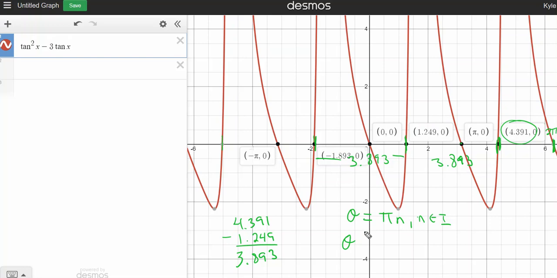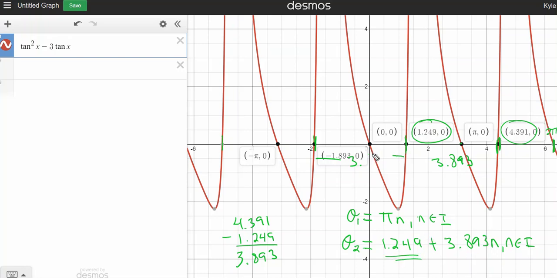So I'll call that first one theta 1, and this would be theta 2. We'll start here, 1.249, and then plus 3.893, and then here's where we're going to introduce the n again. So this will be times n, where n is a member of the integers. So we got the same thing happening, right? Where really we're starting at this point.